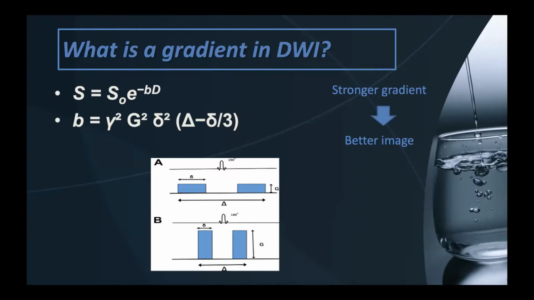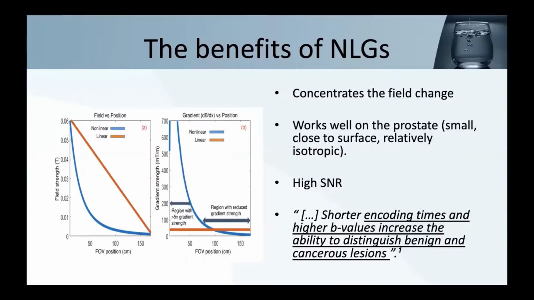Unfortunately, linear gradients cannot achieve very high G, very high amplitudes. Therefore, in order to get a diffusivity-sensitive DWI image and an ADC map, we have to increase the delta. We have to increase the encoding time. But as I said before, this only allows us to get very low quality images, even though it's very sensitive to diffusivity. This is where NLGs come into play.